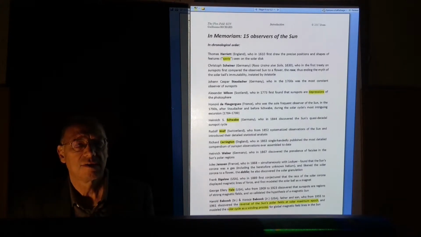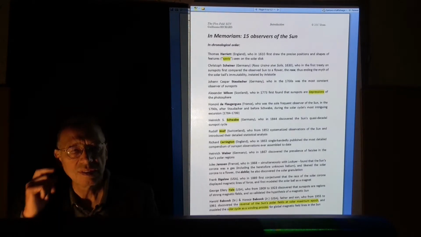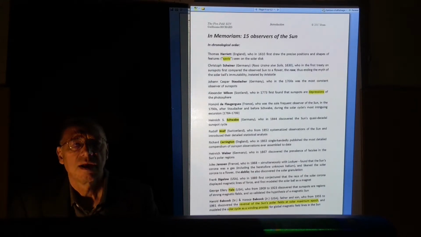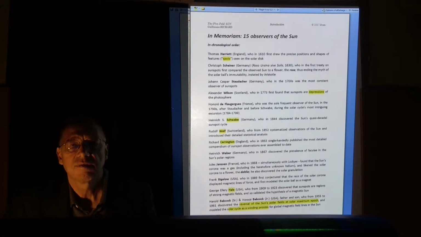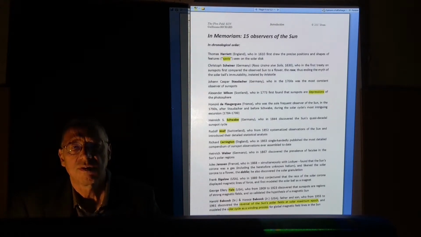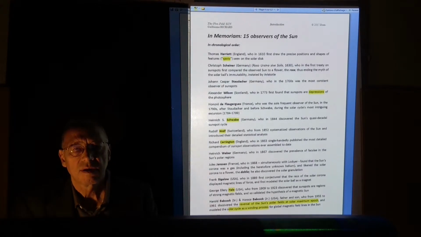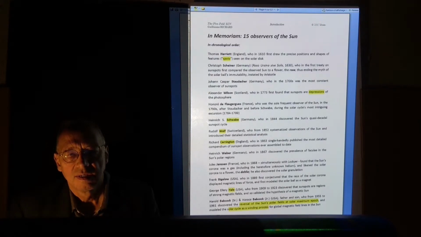These are the giants on the shoulders of whom we are standing today, starting with Thomas Harriot, who in 1610 first was able to sketch these features that are the testimony of solar activity behavior, the so-called sunspots. There are a number of other scientists that I list here.